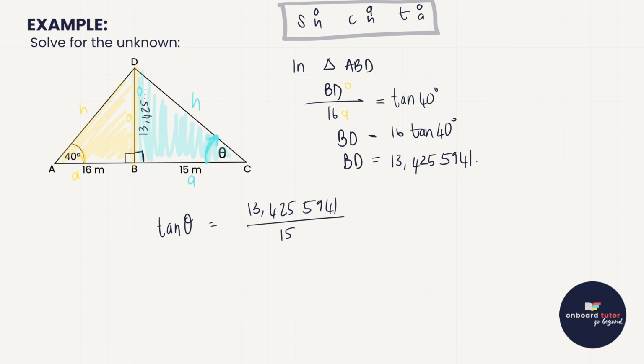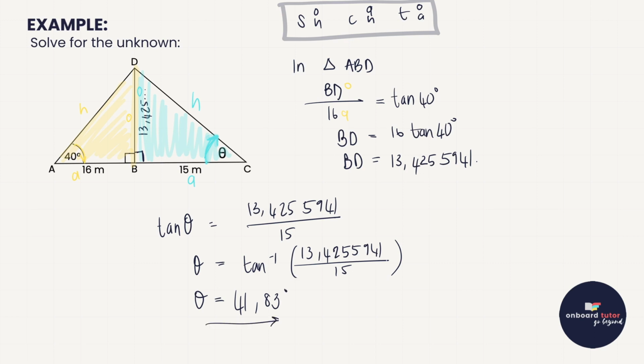And then, because it's an angle that I need, I'm going to use the arctan. So shift tan of 13,4255941 over 15. And that is going to give me an answer on my calculator there, 41,83 degrees. So there we have it. We were asked to find this unknown angle. We didn't have enough information at first glance, but we could work in this yellow triangle, build a bridge, and then solve for the unknown.